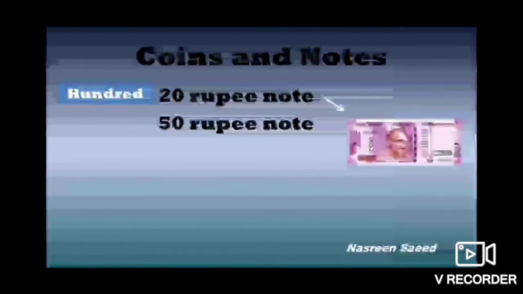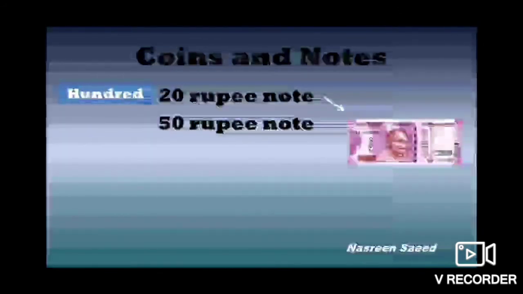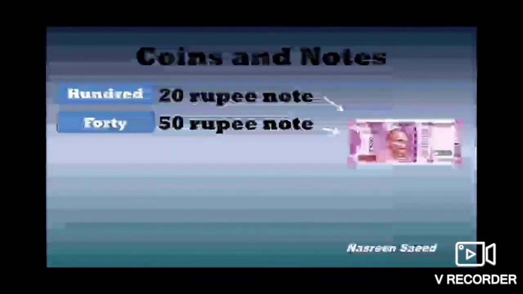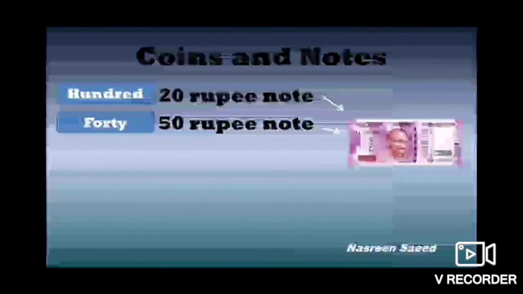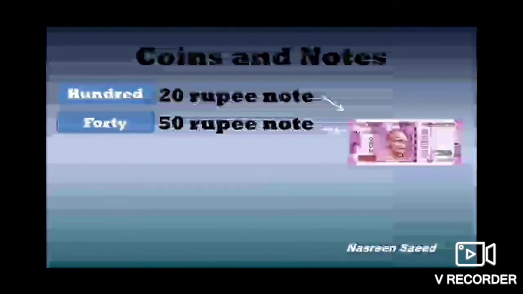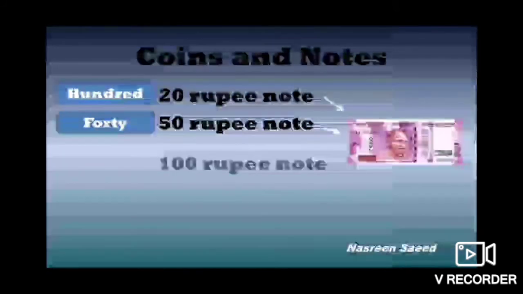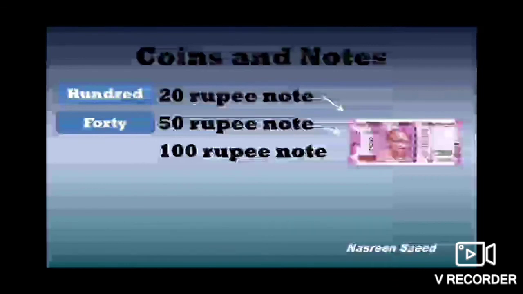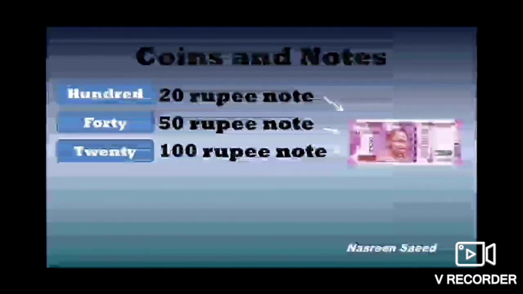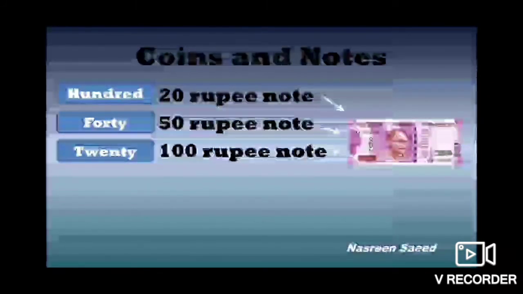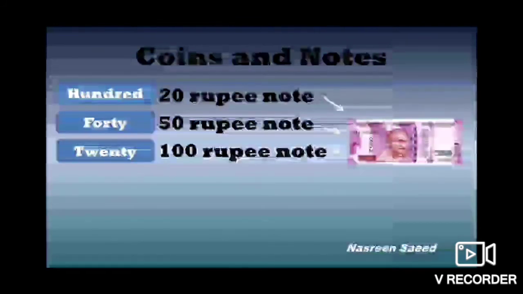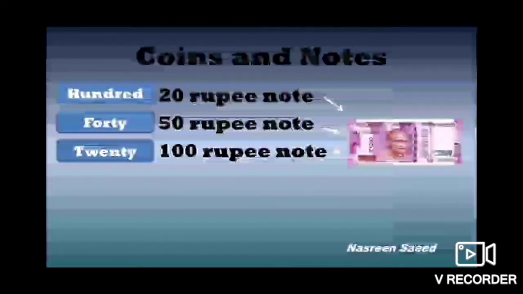Then how many 50 rupees notes we should have to make 2000? Yes, we should have 40 50 rupees notes to make 2000. Again I am repeating, we should have 40 50 rupees notes to make 2000. Then how many 100 rupee notes we should have to make 2000? Yes, we should have 20 100 rupees notes to make 2000. So if I have 20 100 rupees notes, that means I am having rupees 2000.